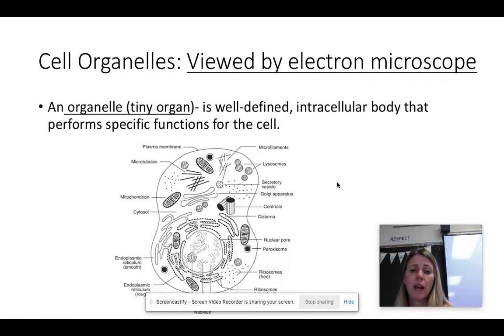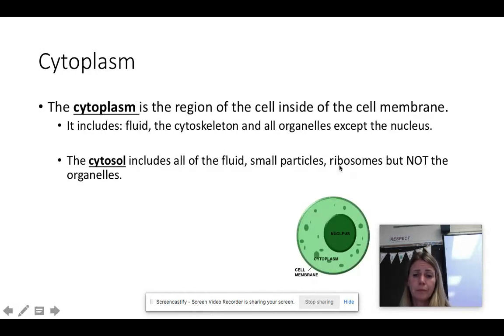In class, we did the animal and plant cell lab, and we used a compound light microscope. You can see that you can't view very many organelles. It wasn't until we invented the electron microscope in the 40s and 50s that we were able to actually see these tiny organelles. So what are these organelles?